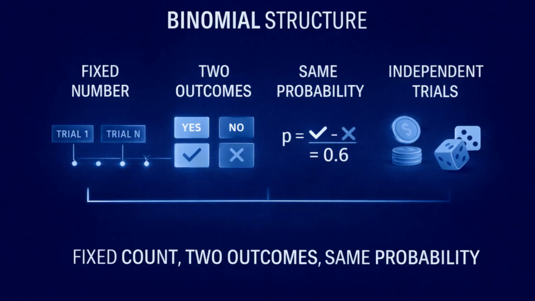Binomial situations have a very specific structure. There is a fixed number of trials. Each trial has only 2 possible outcomes. The probability of success stays the same each time, and each trial is independent of the others.